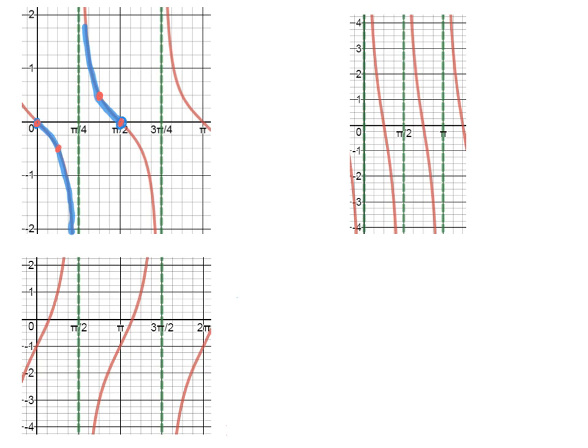Now, in order to get the equation, we're going to think that this is a tangent or cotangent. But before we even do that, let's find our midline, amplitude, period kind of stuff. So here we go. My midline is going to be, well, just y equals 0.